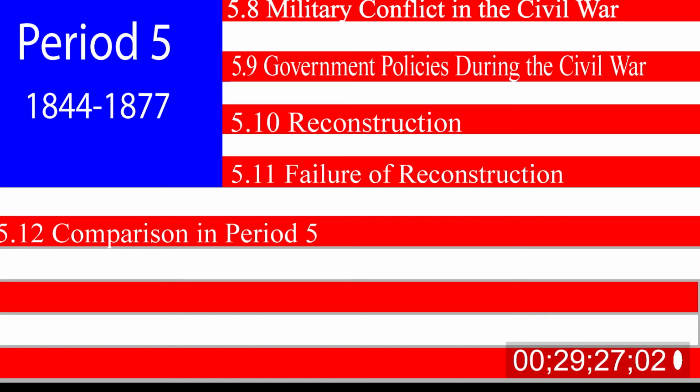Reconstruction basically ended when the North got tired of funding Reconstruction. They were just done spending all this cash. And there's this thing called the Bargain of 1877. So Southern Democrats basically allowed Rutherford B. Hayes to be elected president as long as Northern troops left the South. It's this really shady political deal. And Reconstruction was over. And for the comparison, just compare the North and the South. Pretty straightforward.